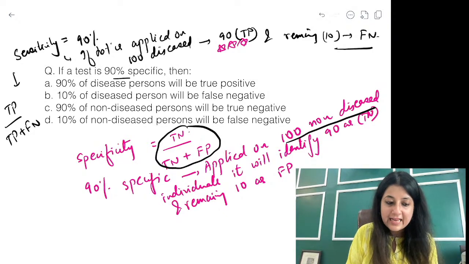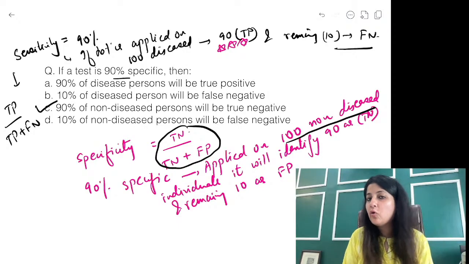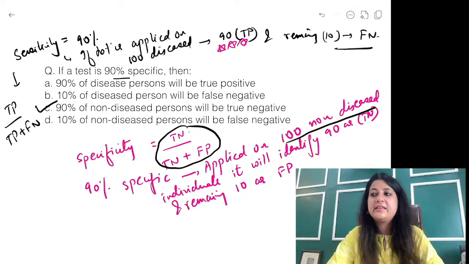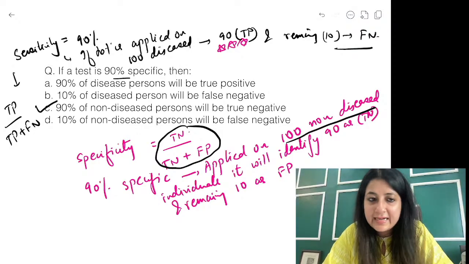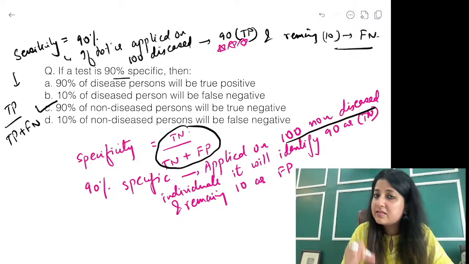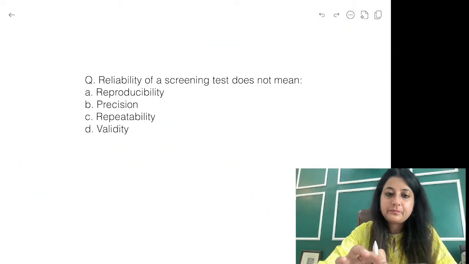So over here it was 90% specific, so 90% of non-diseased persons will be true negative. Anyone who did not get it, just note it down. Let me finish the session, I will explain it to you once again, because this is the basis. Okay, chalo, let's go to the next one.